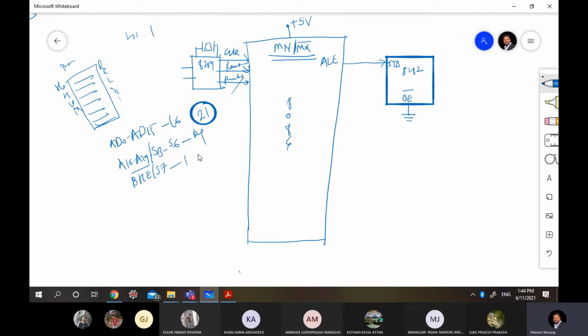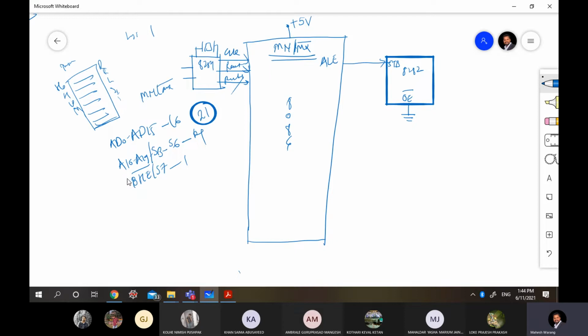Are you getting what I'm saying? So 21 lines in the 8086 are multiplexed. Keep in mind, MN/MX bar is not multiplexed. It is actually used just to control when it will be in minimum mode and when in maximum mode, so do not give it here. Try to understand.